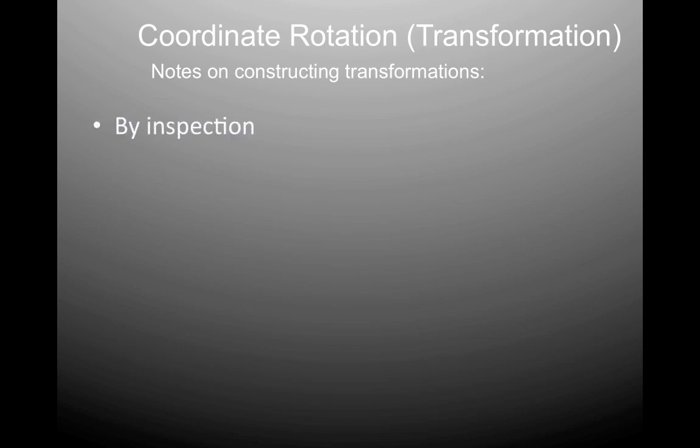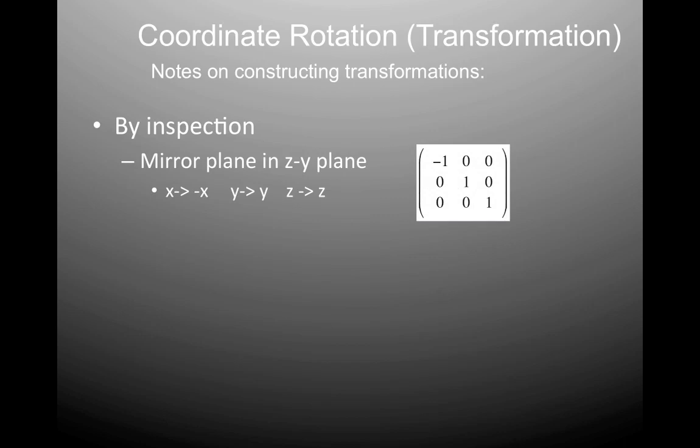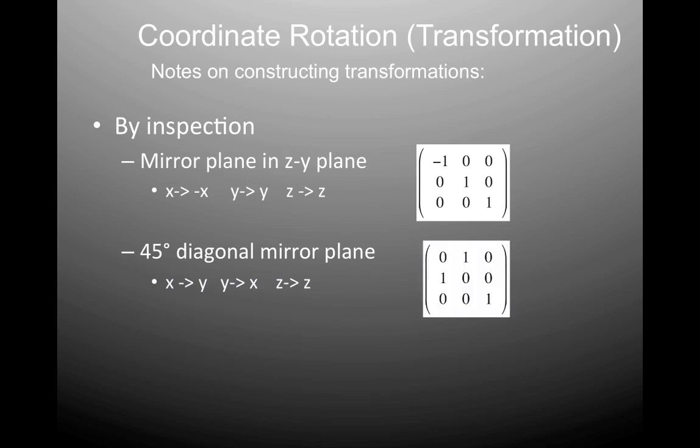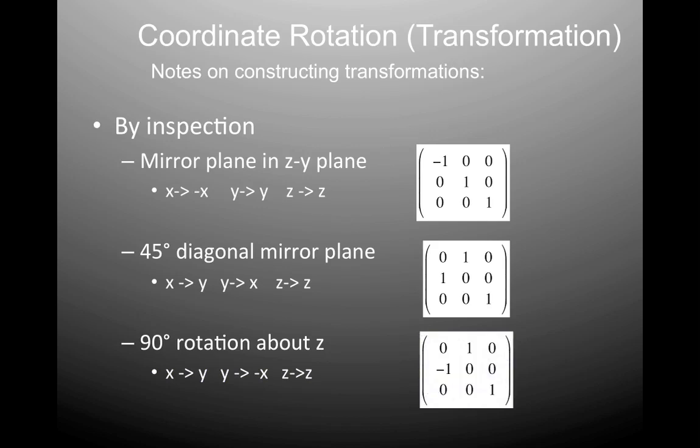Now we can also determine transformation matrices by inspection. For instance, a mirror plane in the zy plane would map x into minus x, y goes to y, and z goes to z. And that gives us a very simple transformation matrix like this. I could also define a 45-degree diagonal mirror plane where x goes to y, y goes to x, and z goes to z, which would look like this. Or I could rotate 90 degrees about the z-axis where x goes to y and y goes to minus x and z goes to z, which would be a matrix that looks like this.